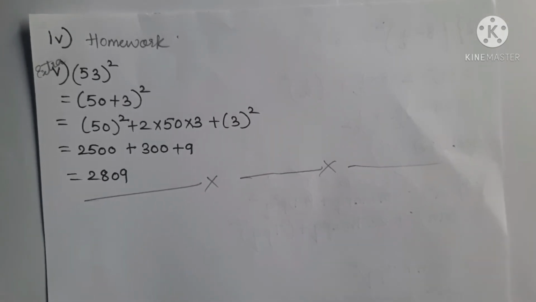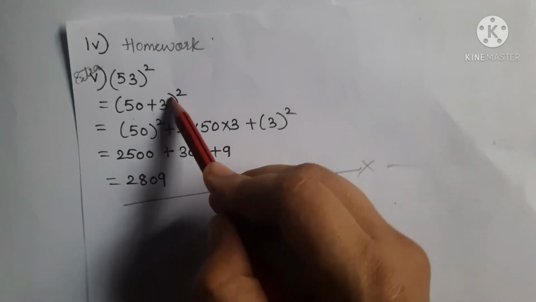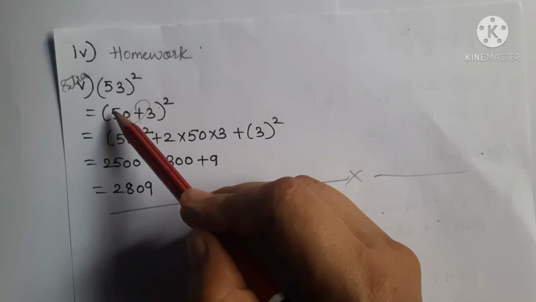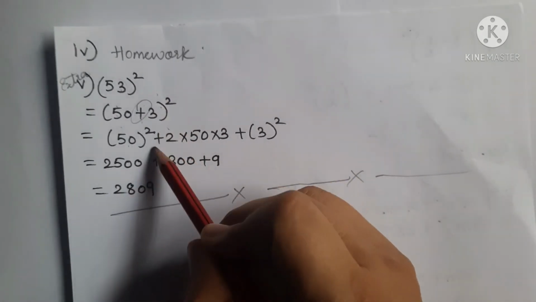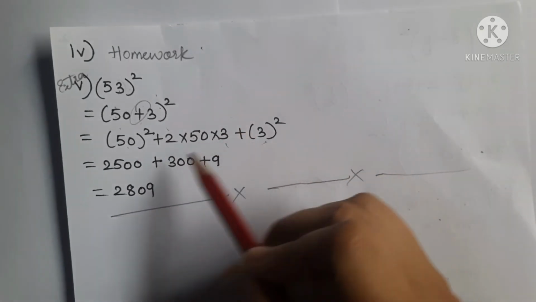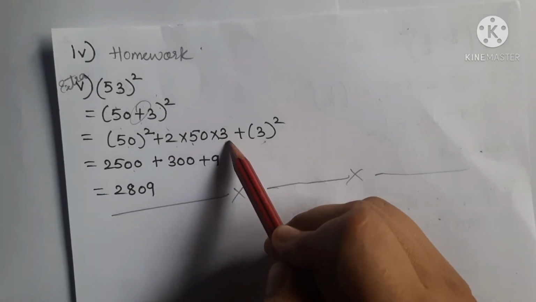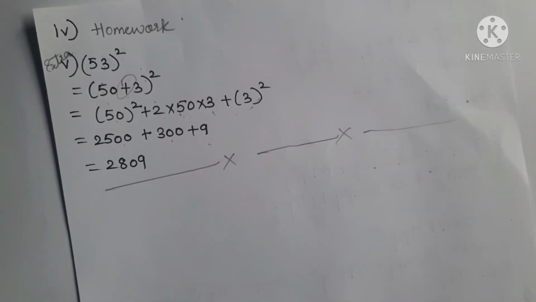Now 53 square. I told you it should be a multiple of 10 and it should be close to the given number, right? So for 53 square, I can write that as 50 plus 3, because 3 is less than 5, so I have to add it, and the number close to 53 is 50. So 50 plus 3 the whole square. So A square plus 2AB plus B square, that is 2500 plus 2 fives are 10, so 10 into 3 is 30, that is 300, plus 9. You add, you get 2809.